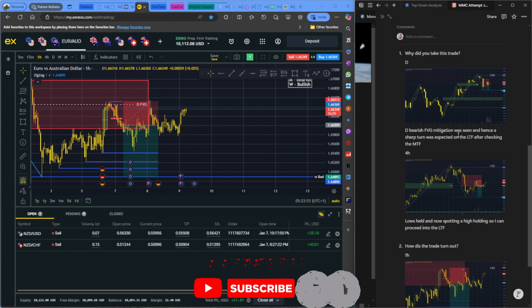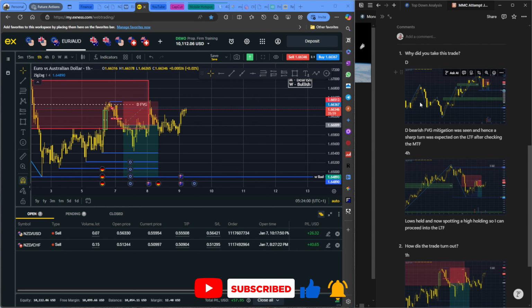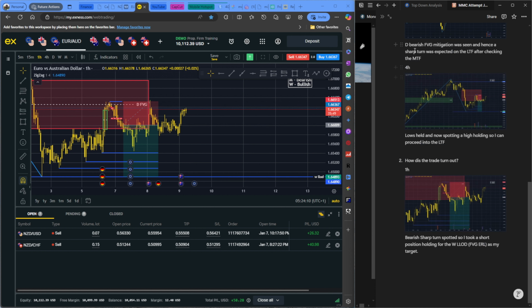Okay, so I have finished this particular one. You can see it's straight right here. It says daily. I found a daily fair value gap mitigation was seen, and hence a sharp turn was expected on the lower time frame after I checked the middle time frame. Now on the mid time frame, which is the 4 hours, I saw the lows were holding, and now a particular high was holding. So I felt it's time to go into the lower time frame.